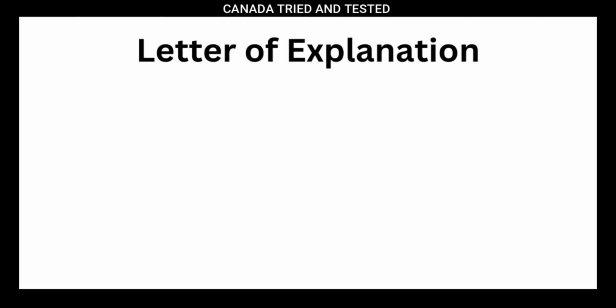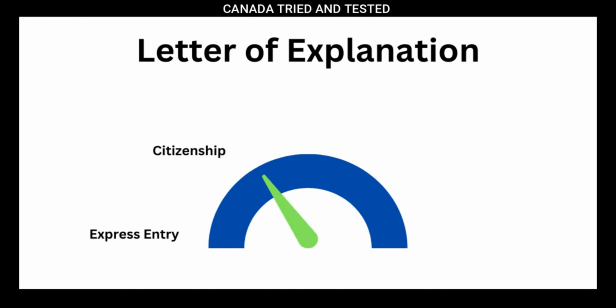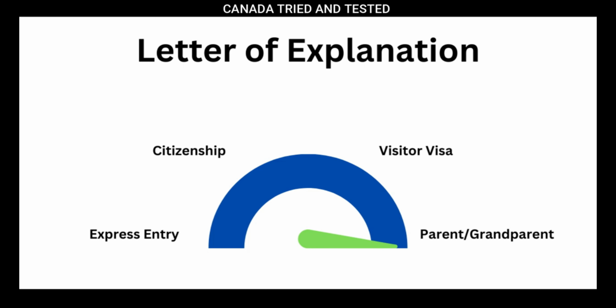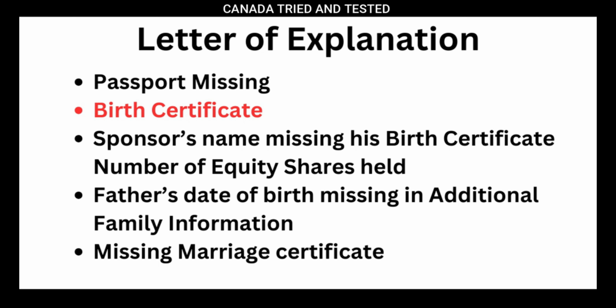Letter of explanation is one document which I have used during my PR process, during the citizenship process, during applying for the visitor visa, and during the grandparent and parent PR program process. There is no set format which I have used. I have tried to put logic. Where documents are missing, I have tried to give an alternate document and a detailed explanation of why the document has not been submitted. And if a document has been submitted and I feel a little more explanation helps, I have done that. That way, when someone receives and goes through it, they have adequate information to take the right decision.